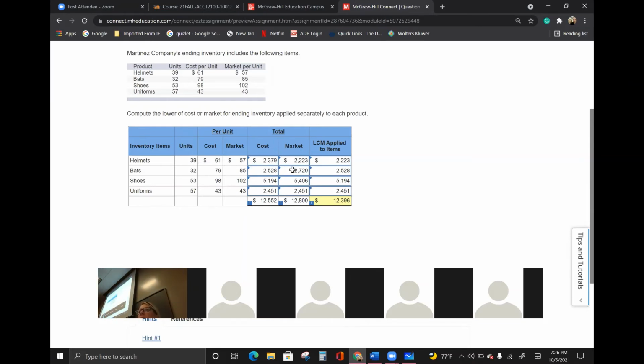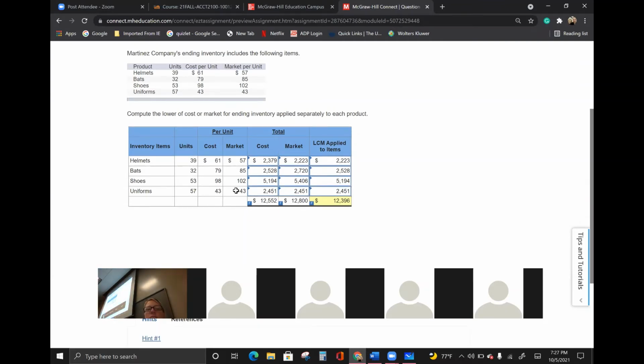Which one's lower? My actual cost or the market? Cost. So that's what we're going to keep. So remember, if the market's higher, we're just going to keep what we have. We're not going to adjust it. Do the calculation for the shoes. And the actual cost is $51.94. Market is $54.06. So we just keep our cost.